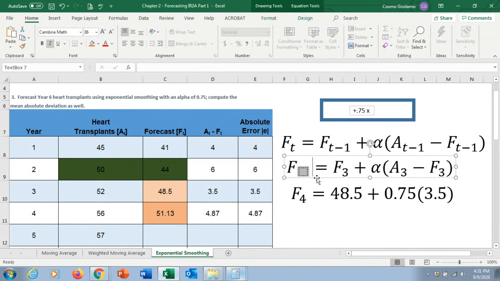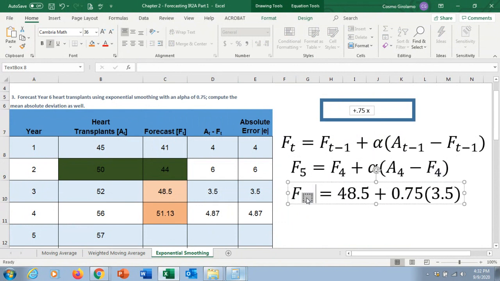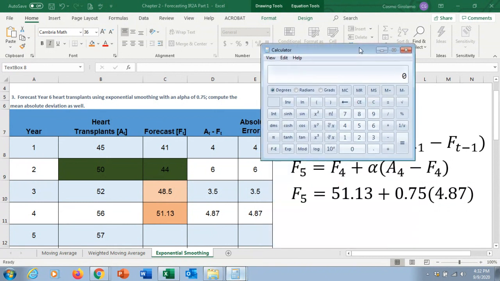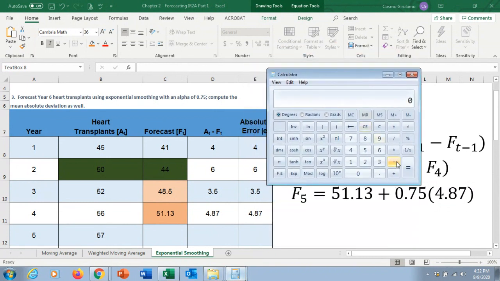Let's calculate F5. So I'm going to start with what I predicted for F4 and then the error that I made in the 4th time period. So 51.13, 0.75 times my error, which is 4.87. So 51.13 plus 0.75 times 4.87, and I get 54.78.